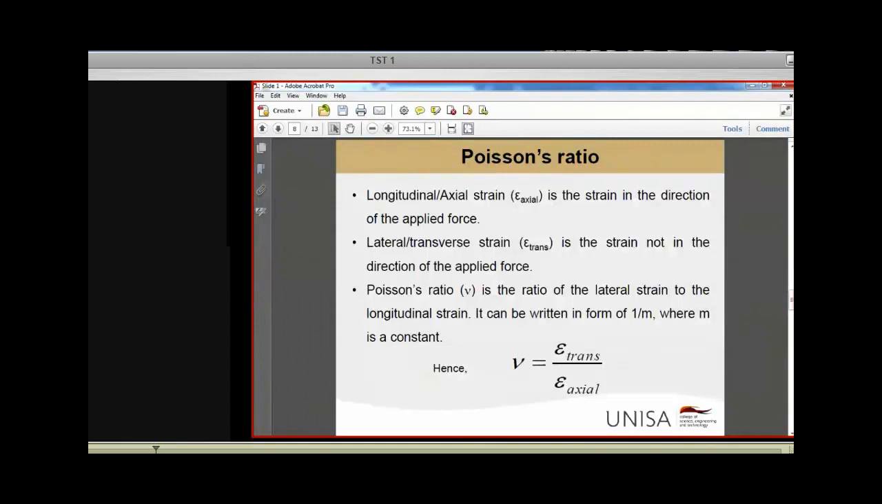And the Poisson's ratio now is the ratio of the lateral strain to the longitudinal strain. And it can be written in the form of a ratio 1/m, where m is a constant. Remember, the longitudinal strain is a strain in the direction of the applied force, whereas the transverse strain is a strain in the direction that is not of the applied force, so in the opposite direction. So the Poisson's ratio is the ratio of the lateral strain to the longitudinal strain.